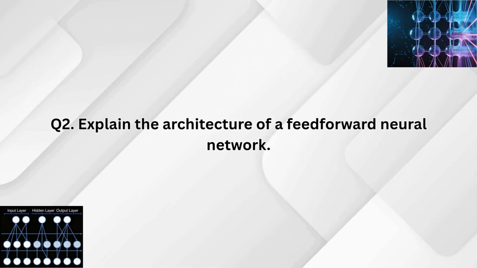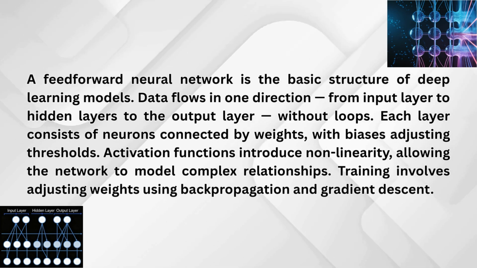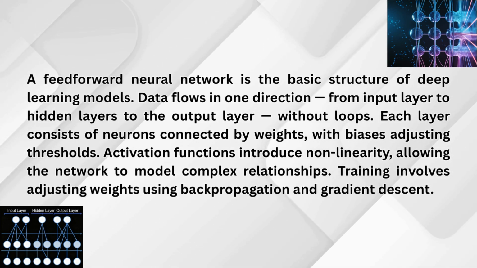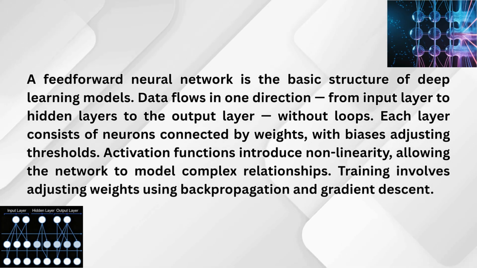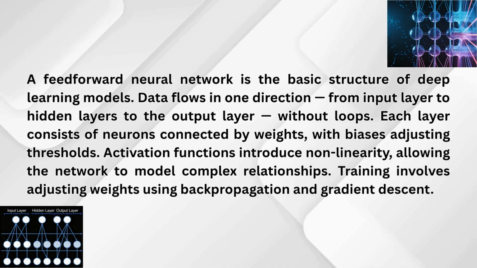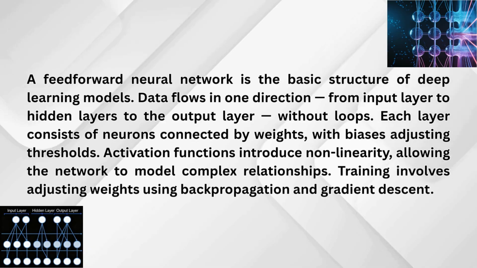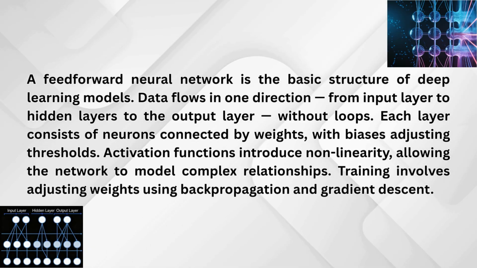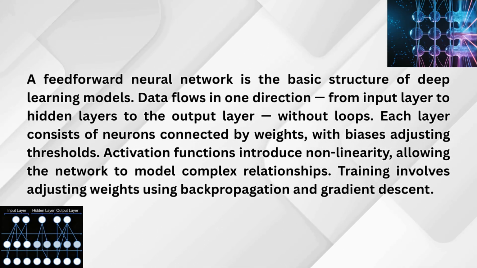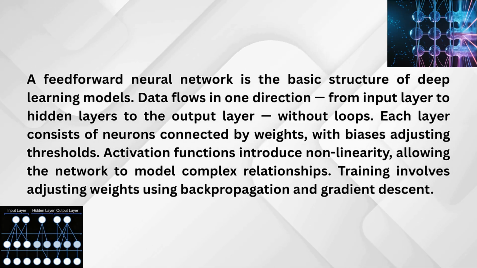Explain the architecture of a feed-forward neural network. A feed-forward neural network is the basic structure of deep learning models. Data flows in one direction, from input layer to hidden layers to the output layer, without loops. Each layer consists of neurons connected by weights, with biases adjusting thresholds. Activation functions introduce nonlinearity, allowing the network to model complex relationships. Training involves adjusting weights using backpropagation and gradient descent.